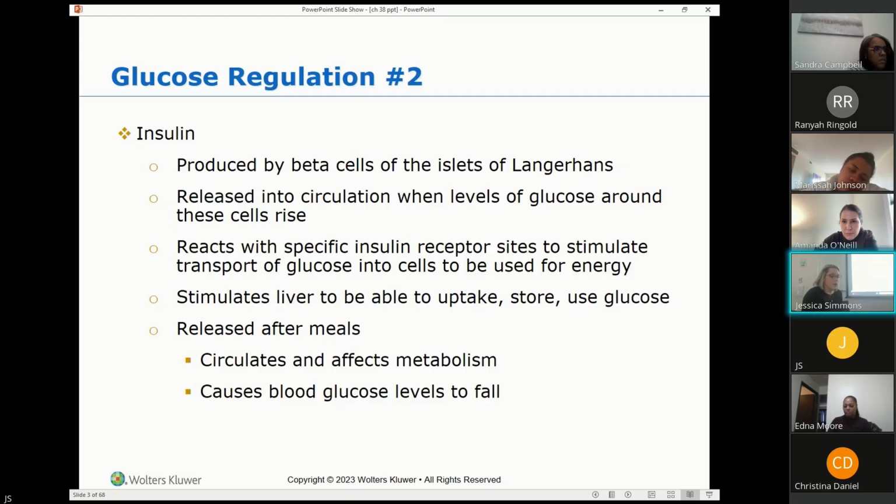Insulin is also released after meals. It circulates and affects metabolism, and it causes blood glucose levels to fall. So when the pancreas says, hey, there's lots of sugar hanging around here, it is going to then secrete insulin. Insulin, remember we talked about all of our doors, our locked doors that surround our cell? Insulin is the key to the door to allow glucose to go inside the cell. We need insulin to unlock the door for glucose to go in the cell.